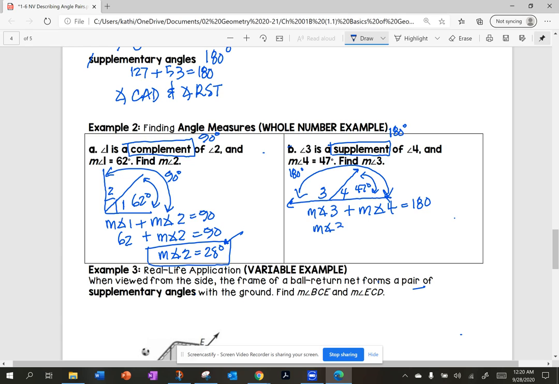So the measure of angle 3 plus 47 equals 180. So the measure of angle 3 is 180 minus 47, which is 133 degrees. So again, I have an angle, so my unit of measure is in degrees, so make sure we put the degree symbol.